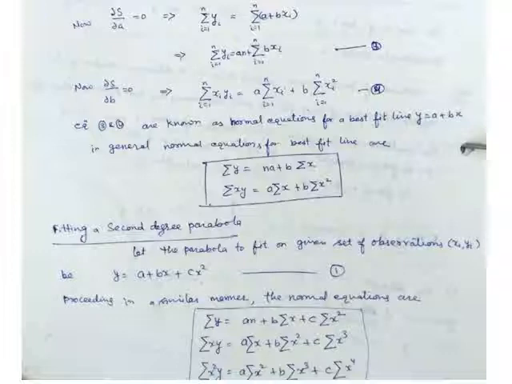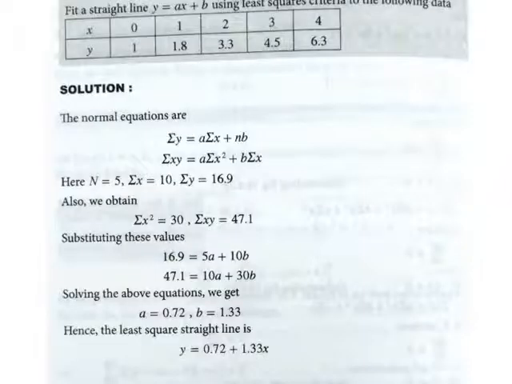So these three normal equations, students, you must remember. We already discussed that according to the number of unknown terms, we need that number of equations. If there are two unknown terms, we need two equations. If there are three unknown terms, we need three equations. So for the straight line, we have two normal equations. For the second degree parabola, we have three equations. Now let us take some examples.